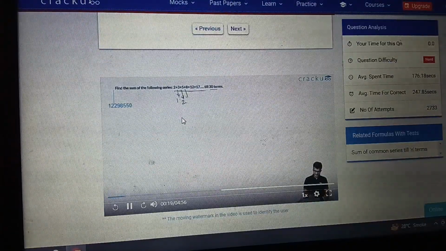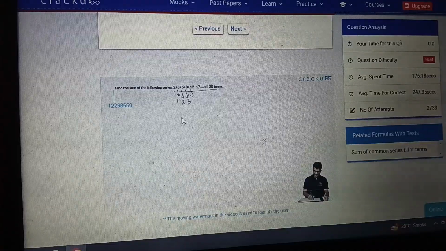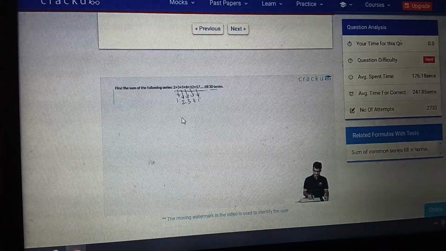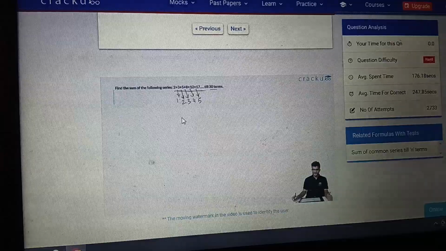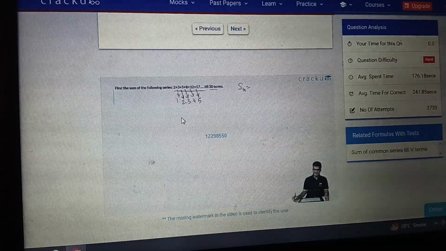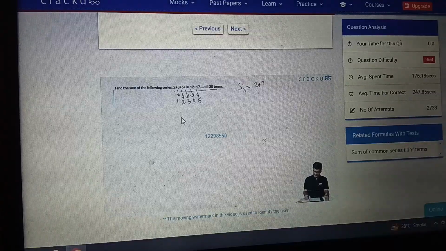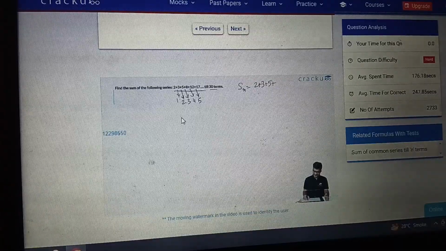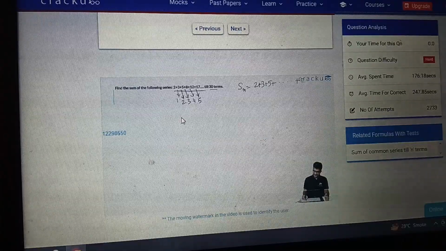Between 5 and 8 is 3. Between 8 and 12 is 4. And 12 and 17 is 5, and so on. So if you are assuming that the sum of the first n terms, S of n, is equal to 2 plus 3 plus 5 plus dot dot dot till t of n.